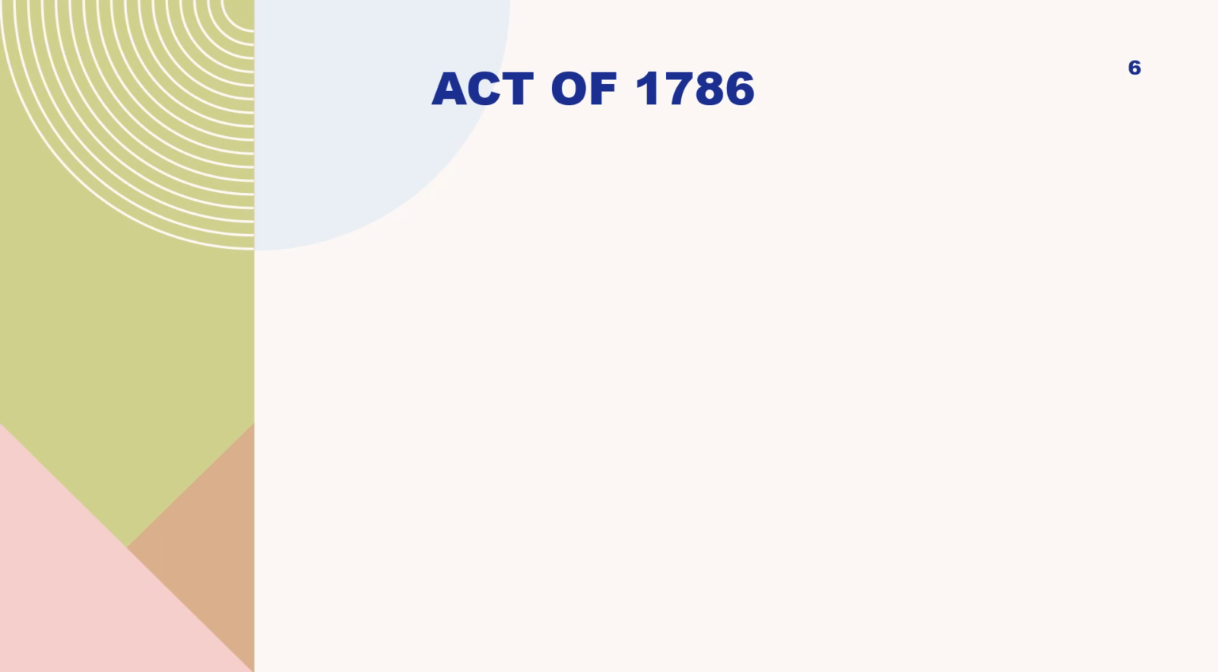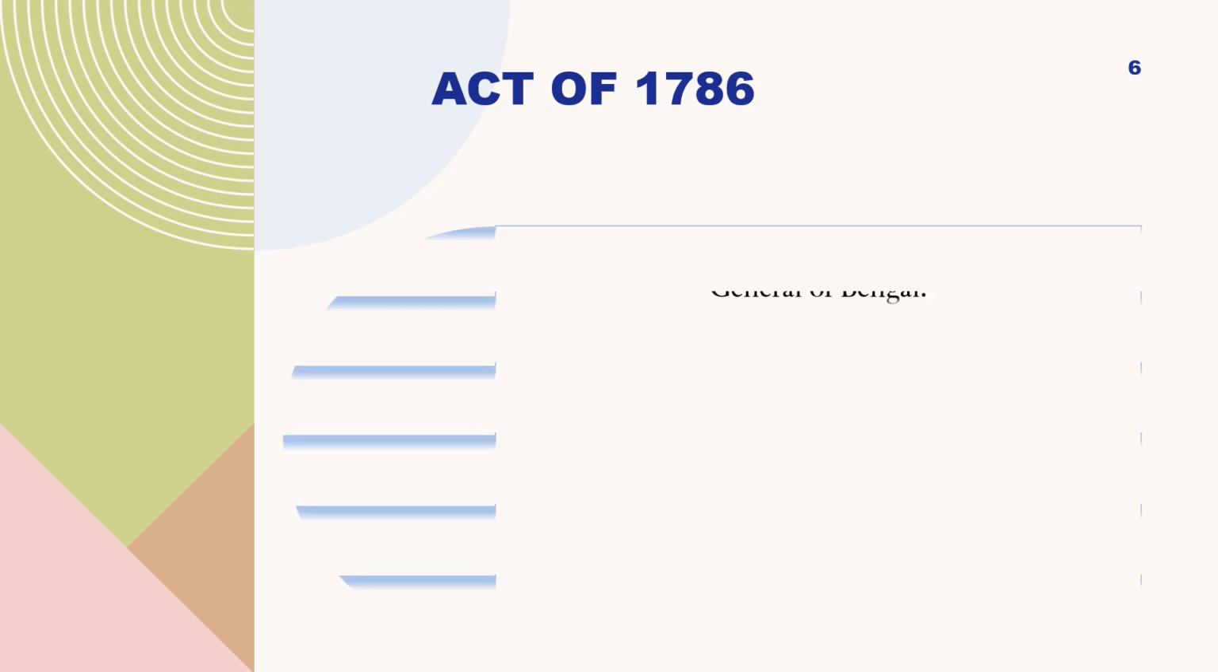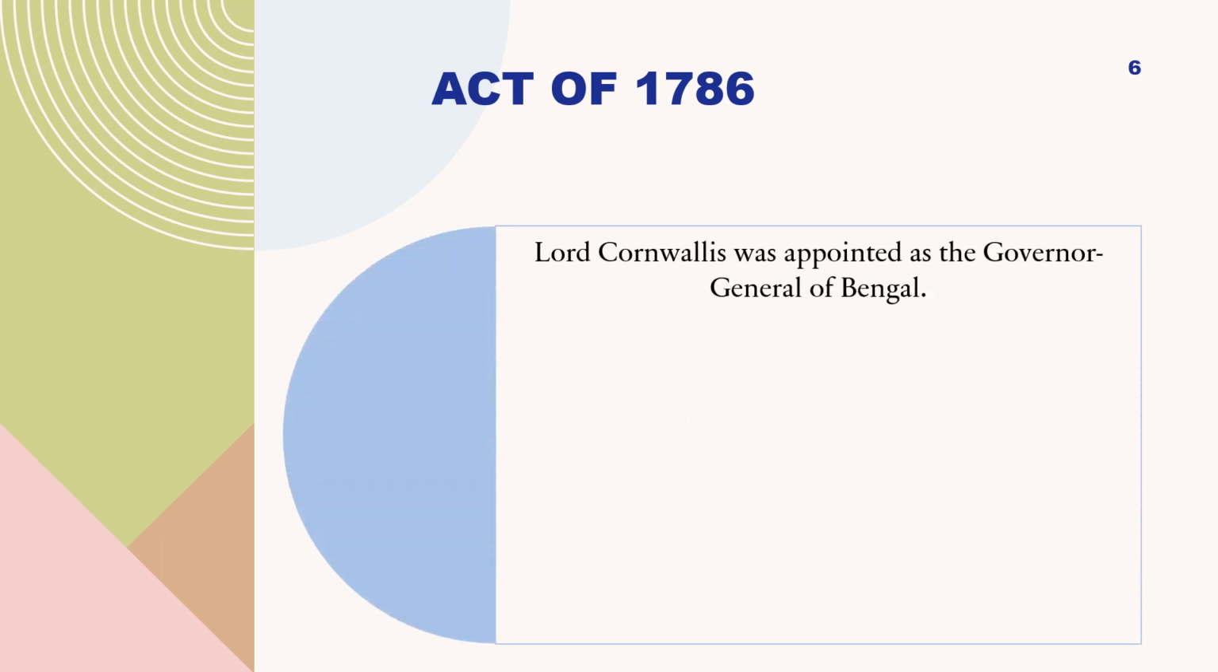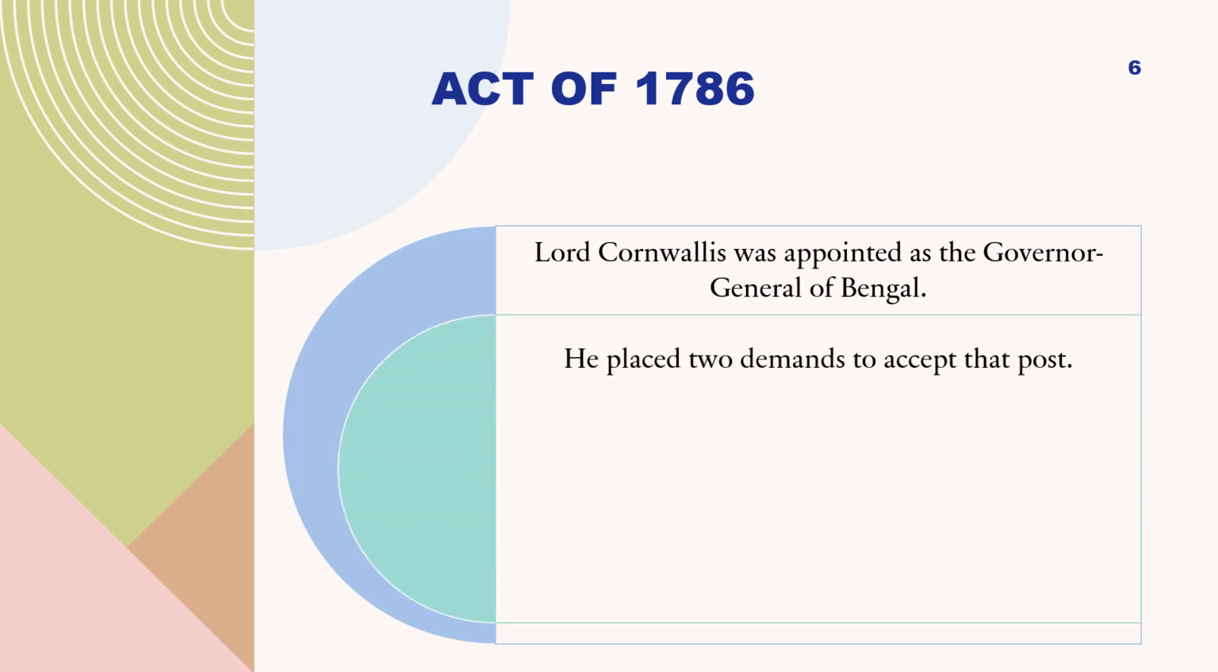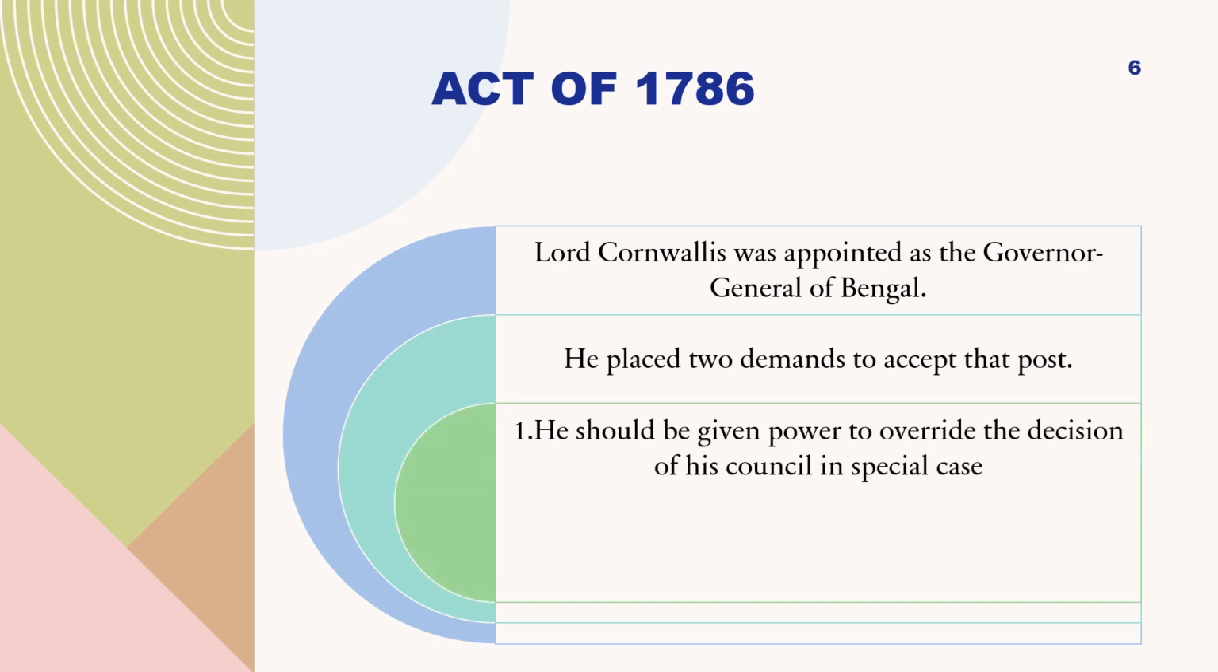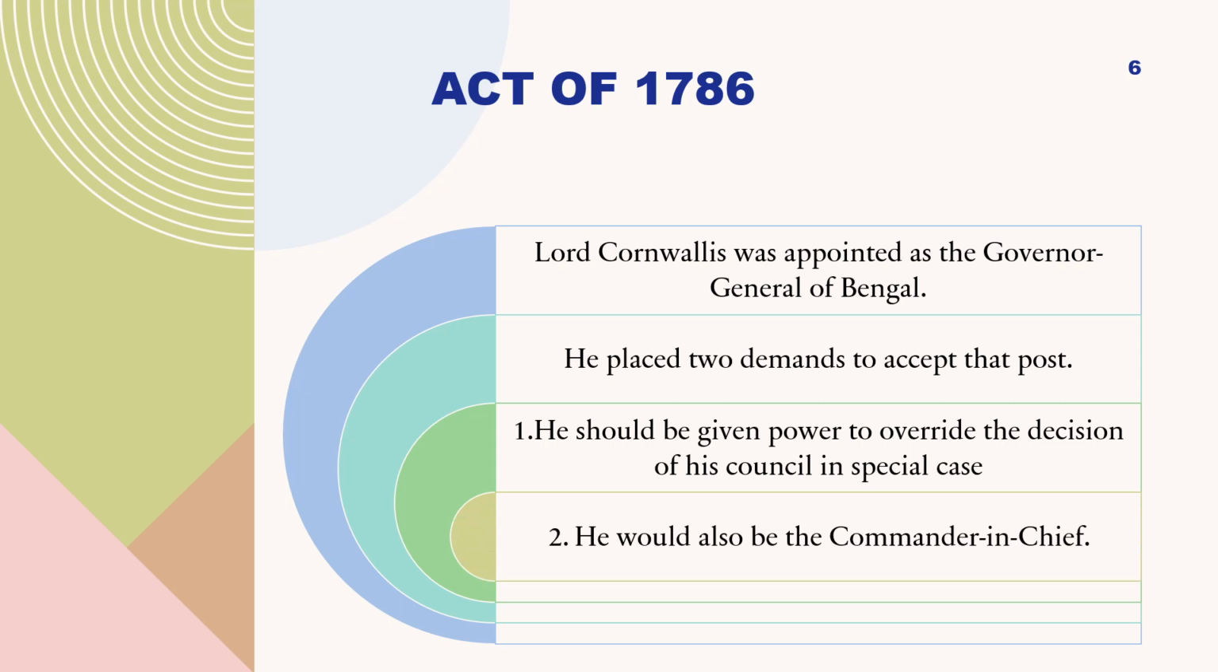The next one is the Act of 1786. At this time, Lord Cornwallis was the Governor General of Bengal. He placed two demands to accept this post. The first one is that he should be given the power to override the decisions of his council in special cases, and the second one is that he should also be the Commander in Chief.